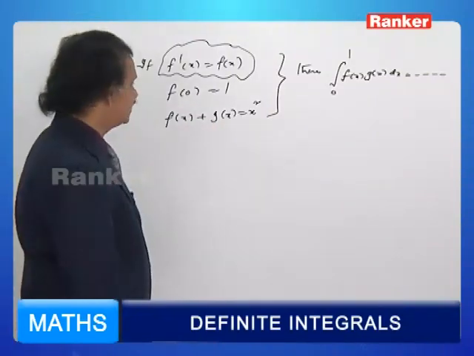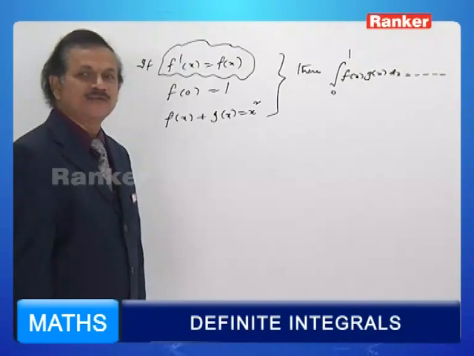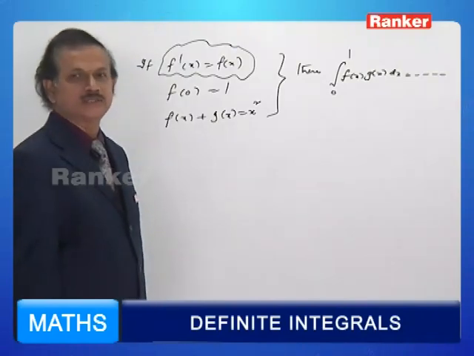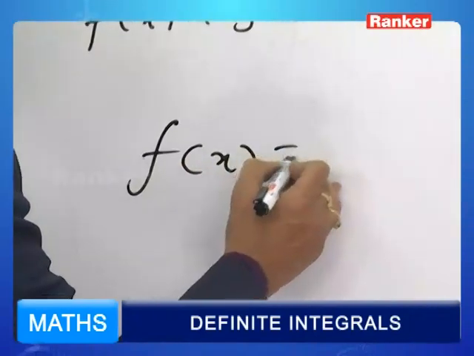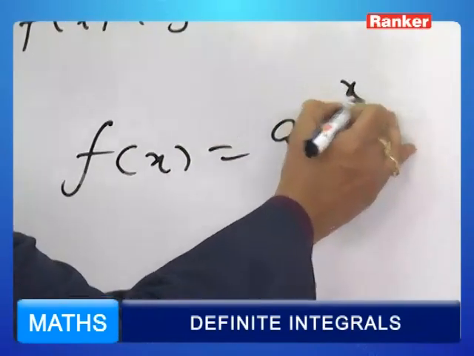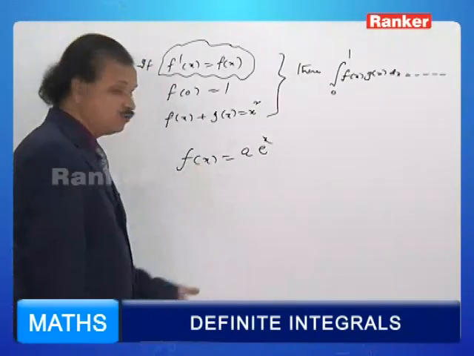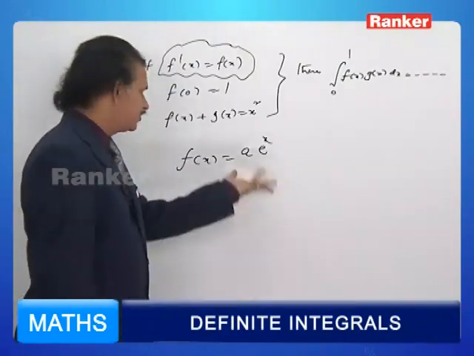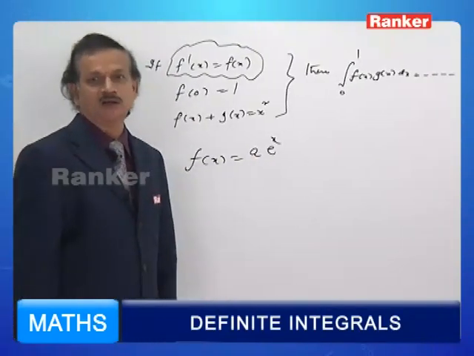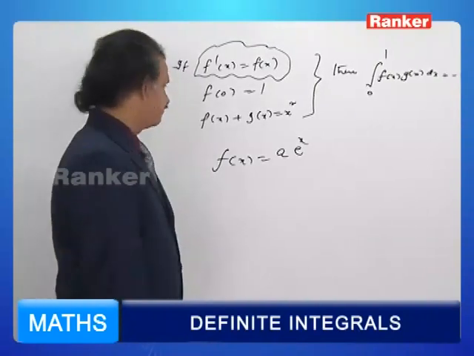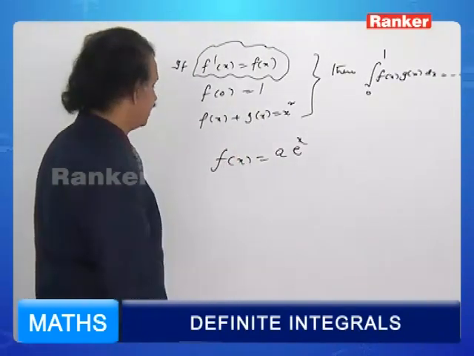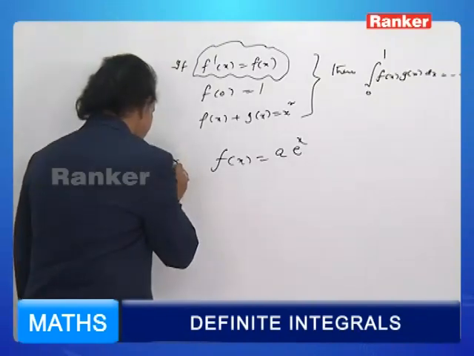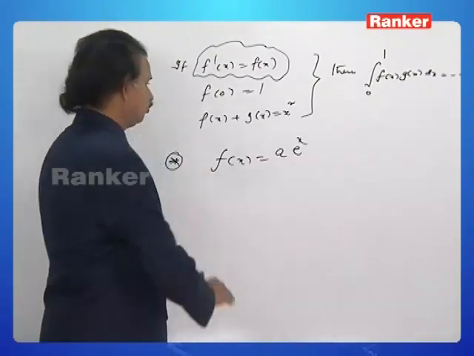Well, my dear friends, as and when you look at the condition that f dash x is equal to f of x, you please remember that f of x is equal to some constant into e power x. What is f dash x? You look at a into e power x. No change at all, isn't it? Therefore, f of x is of this model. F of x is equal to a into e power x. And this is, of course, the key step here to be remembered.